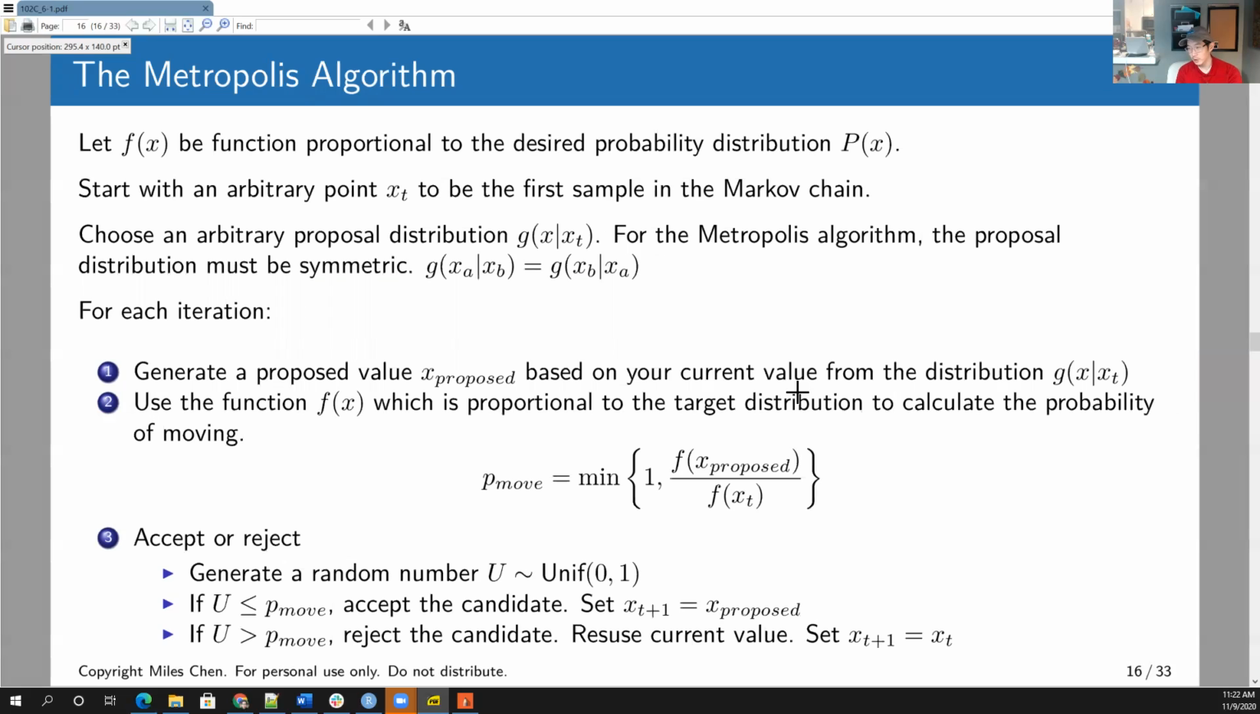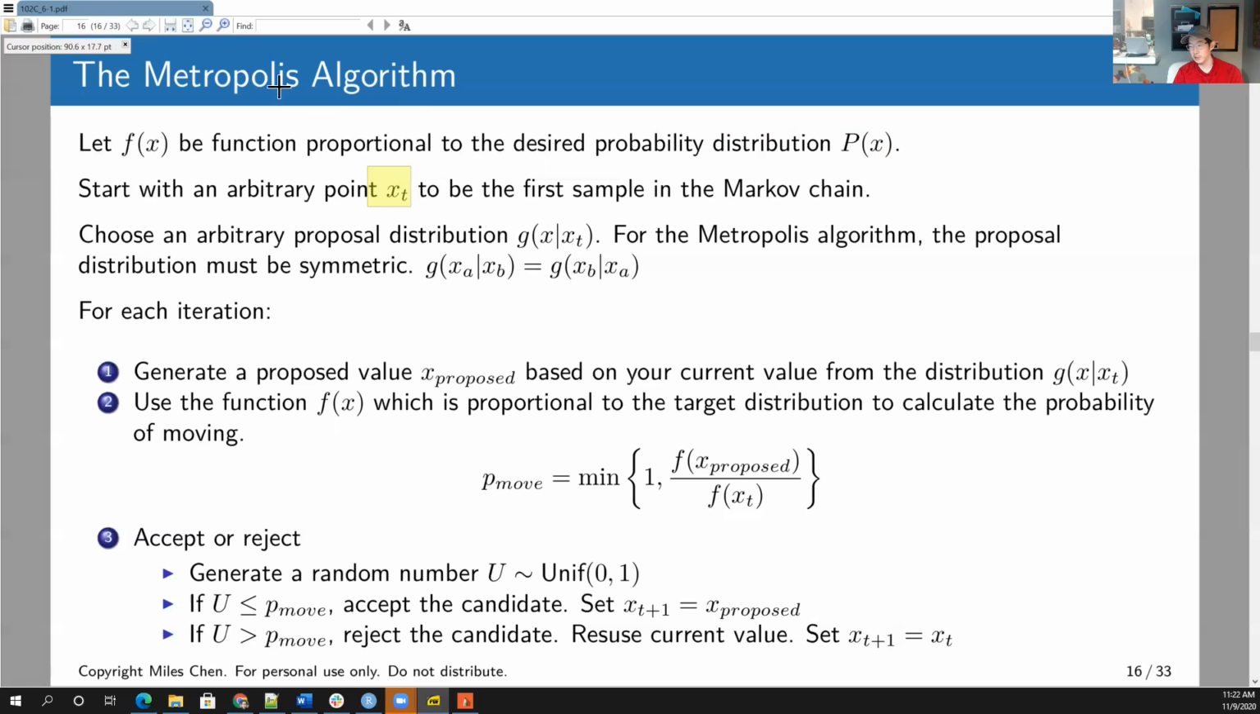For the Metropolis algorithm, we've got a function f of x. f of x is a function that's proportional to the desired probability distribution p of x. So you have some desired target probability distribution p of x, and you need a function f of x that's proportional to it. And we're going to start at some arbitrary point x at time t to be the first sample in the Markov chain. So it's an arbitrary value.